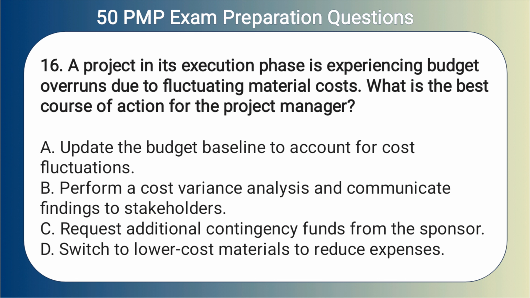16. A project in its execution phase is experiencing budget overruns due to fluctuating material costs. What is the best course of action for the project manager? A. Update the budget baseline to account for cost fluctuations. B. Perform a cost variance analysis and communicate findings to stakeholders. C. Request additional contingency funds from the sponsor. D. Switch to lower-cost materials to reduce expenses.